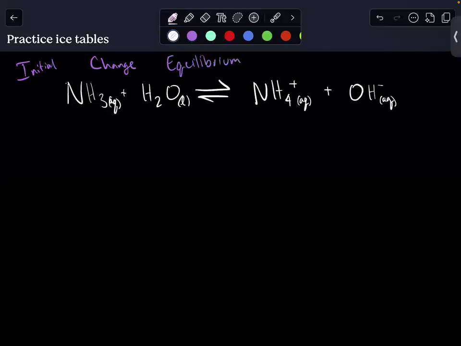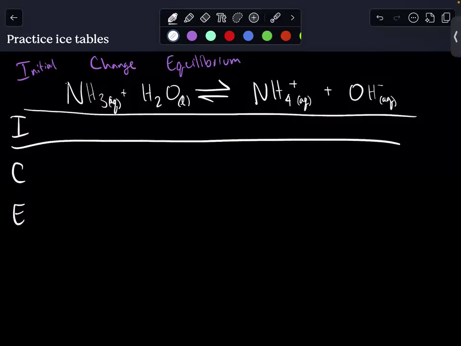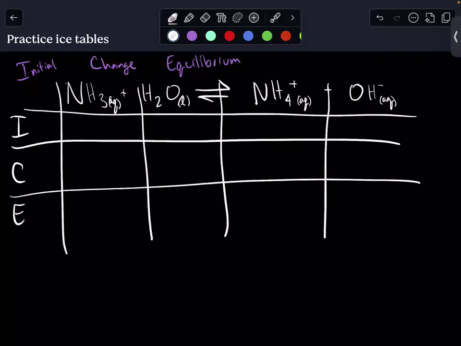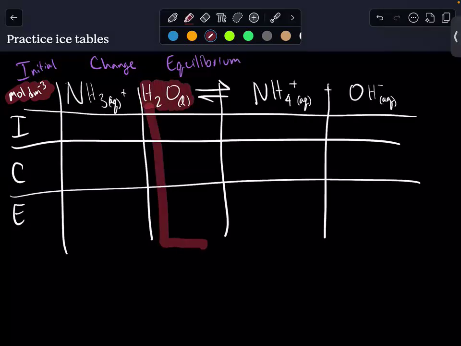So when we're doing an ICE table, what I generally do is I'll set it up as I, C, E, make a little table right under my equation, and divide my equation up with every reactant and product giving its own cell. Now, a couple things. One, these are always concentration values, so it's going to be mol dm^-3. Always, always, always. So I'm just not going to write units on anything. Second is water doesn't have a concentration. It's our solvent. So we're just going to ignore the water column here.